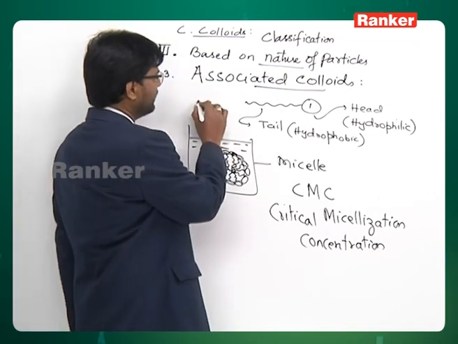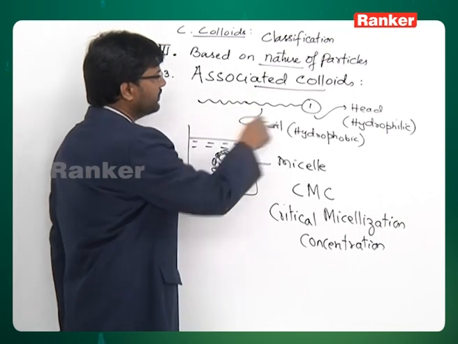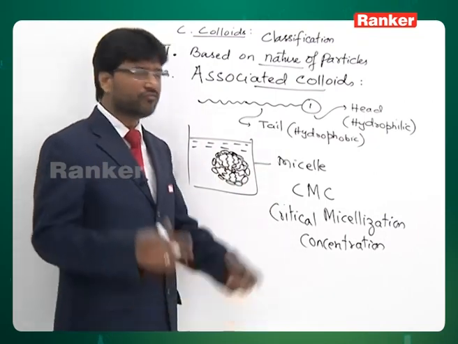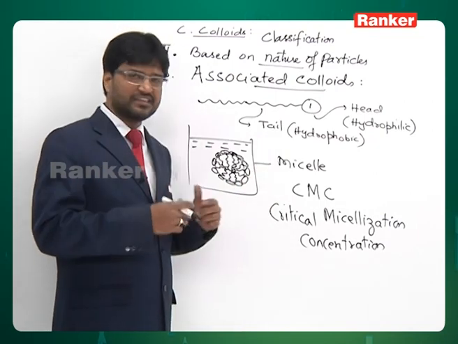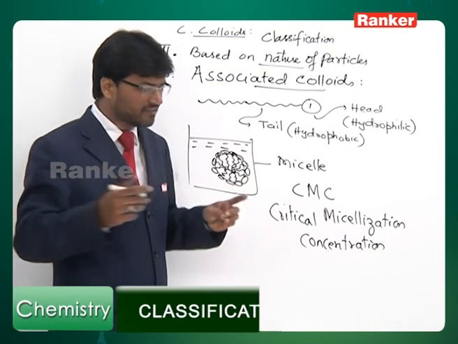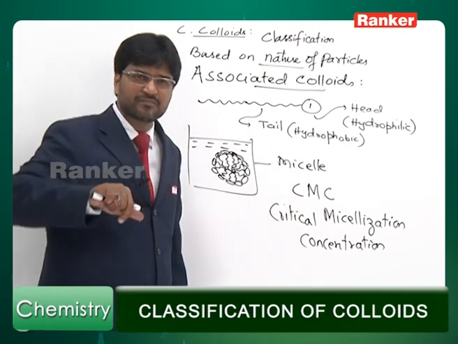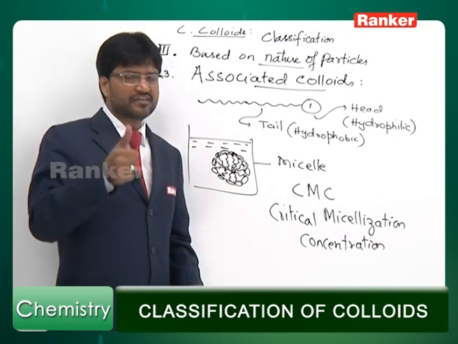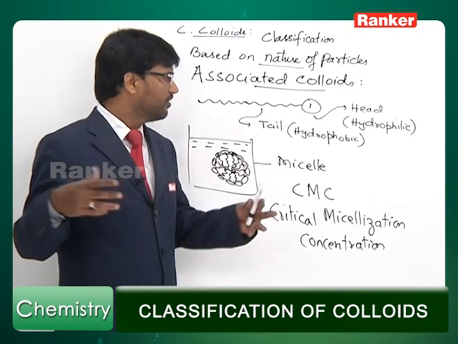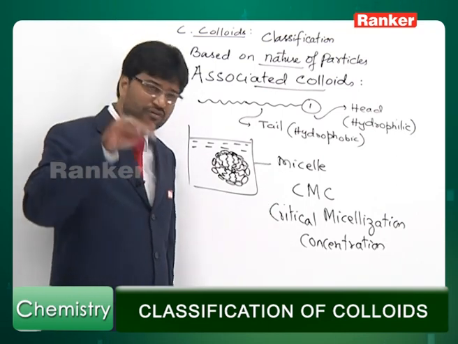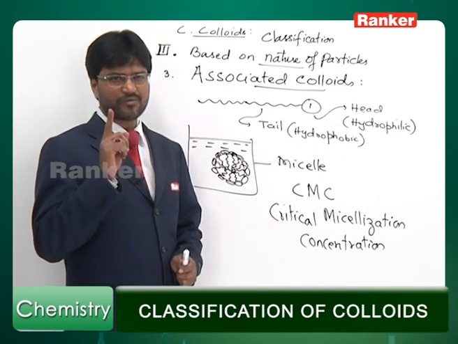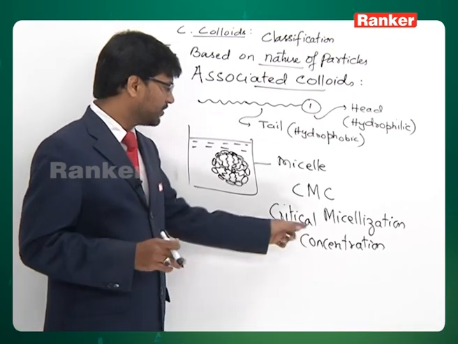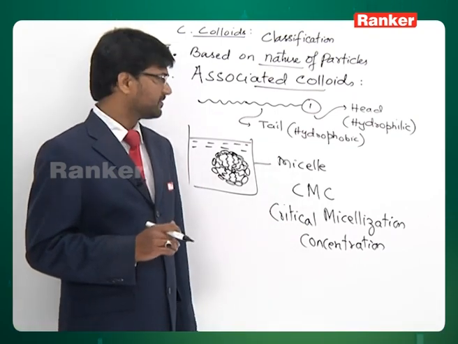Here, remember, if the tail is very long, then the hydrophobicity of the particle will be more. So such a particle will be more desperate to form micelles. As the tail length increases, as the chain length increases, the CMC decreases, because as the chain length increases, hydrophobicity of the particle increases and the particle becomes more and more desperate to form micelles. So it can form micelles even at low concentration. As carbon chain length increases, CMC decreases. CMC stands for critical micellization concentration.